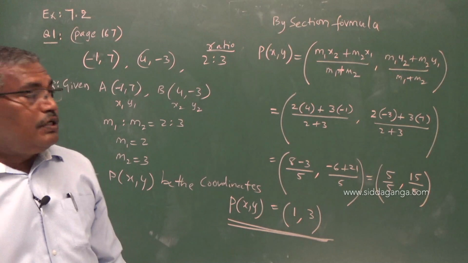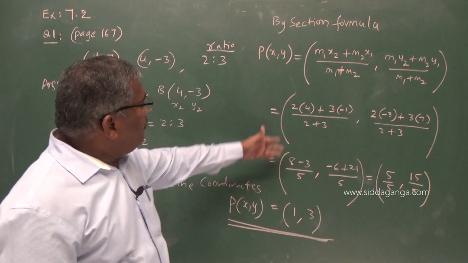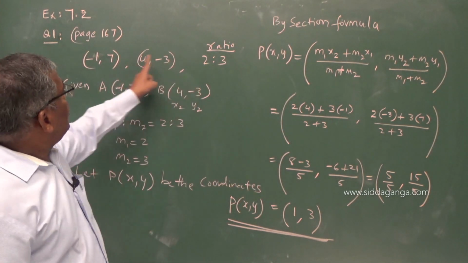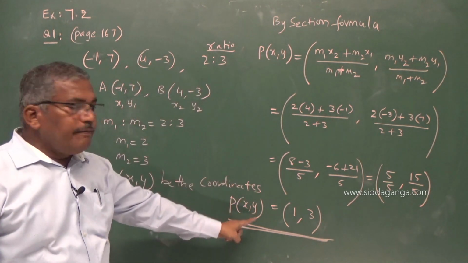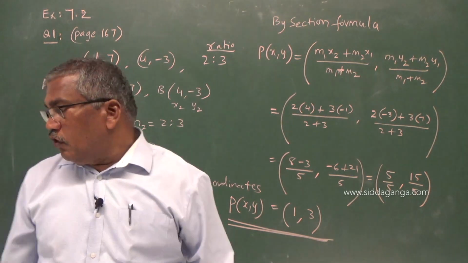So we have found the coordinates of point P which divides the given line AB in the ratio 2:3. I hope you are following.